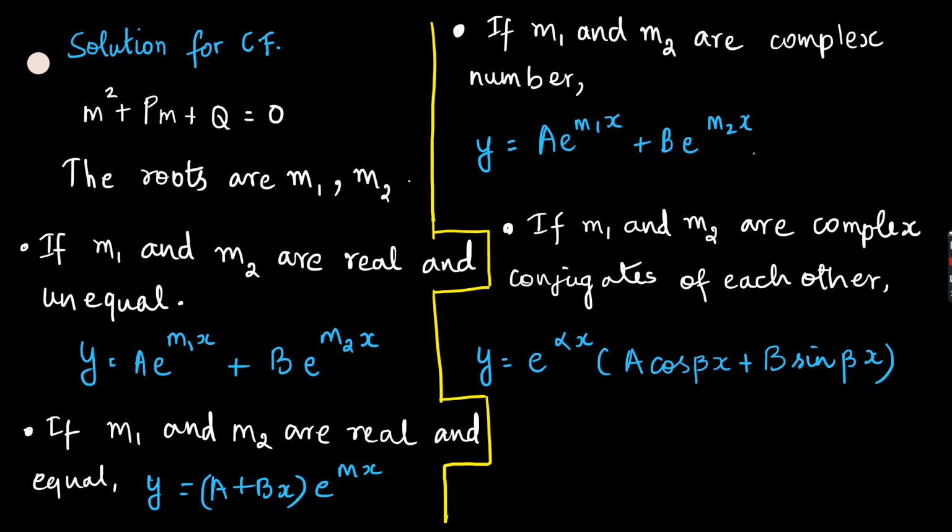If m1 and m2 are complex numbers, that is m1 will be x plus iy and m2 will be 2x plus iy, so m1 and m2 will be two different complex numbers, the solution is the same as the first one. And if m1 and m2 are complex conjugates, that is m1 is x plus iy and m2 is x minus iy, then y will be of this form, where alpha is the real term and beta is the term with the imaginary number.